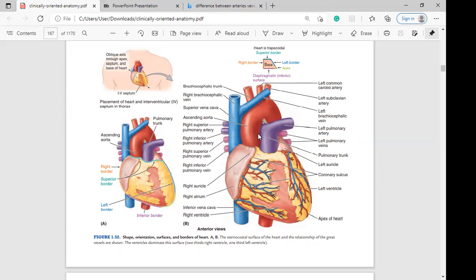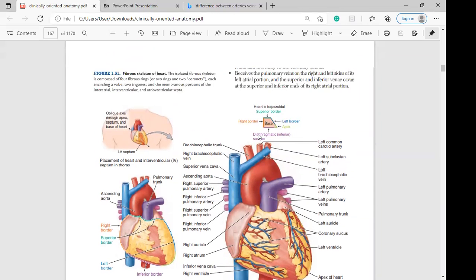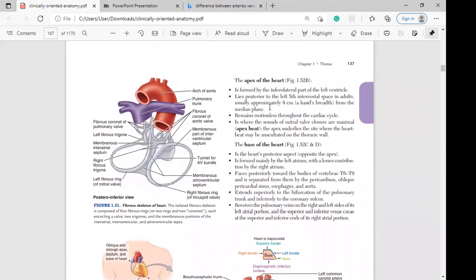So if they ask you what are the two parts of the heart, it is the base and the apex. The apex is the lowermost part of the heart. Now, you will see what makes up that lowermost part of the heart and what makes up the base. So let's look at each of them.